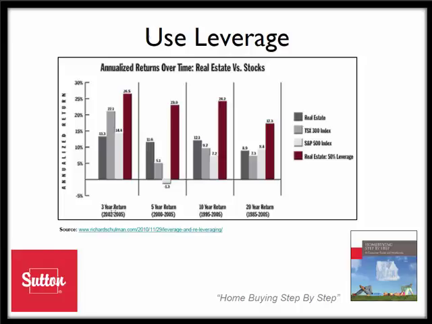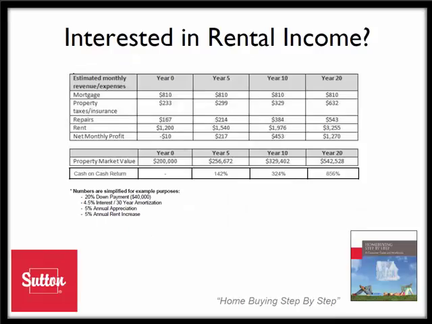So these are the returns from 2002 to 2005. Again, he hasn't updated his slides in a while, but for the numbers from 2005 to 2015, real estate's gone up and up, and stocks not necessarily have. So that's another explanation. How about rental properties?